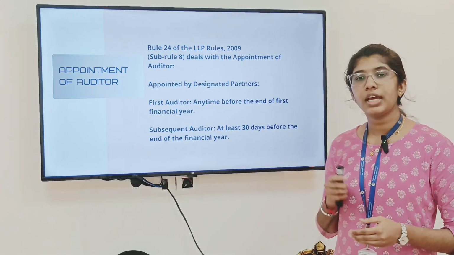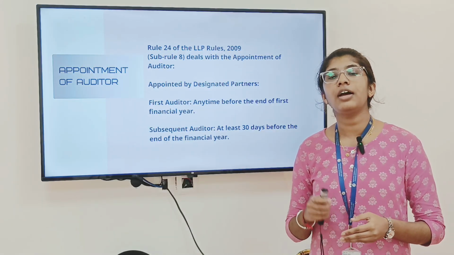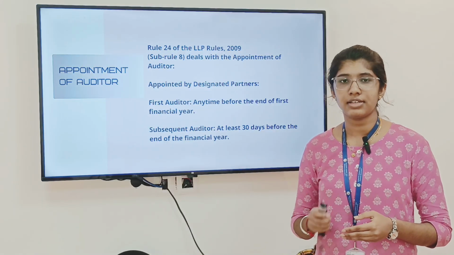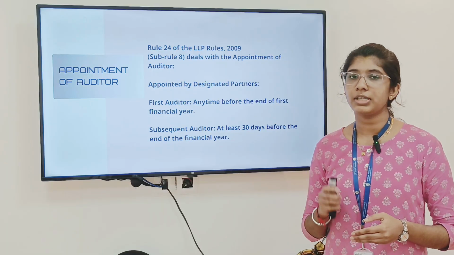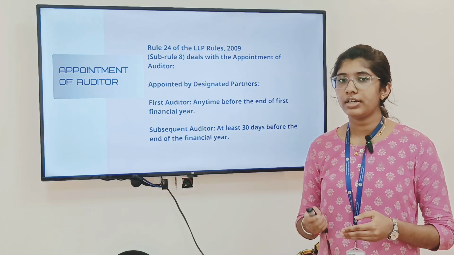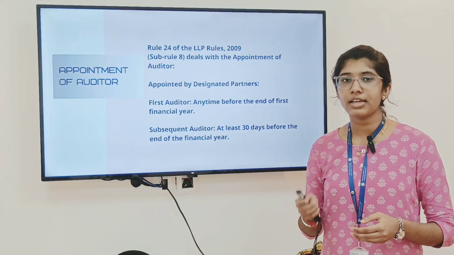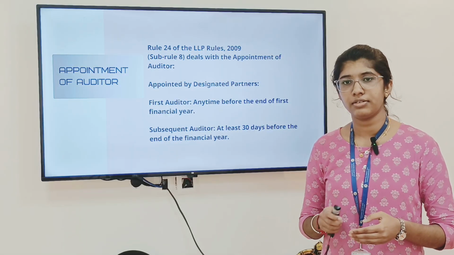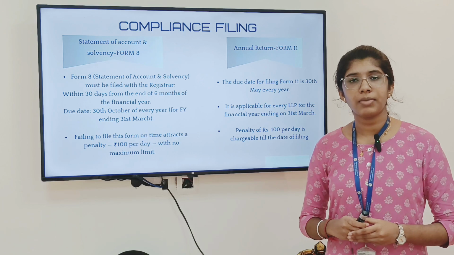Next, appointment of an auditor. Rule 24 of the LLP Rules 2009 says that the auditor must be appointed by the designated partners. The first auditor must be appointed any time during the first financial year, and subsequent auditors must be appointed at least 30 days before the financial year. So next we are going to the compliance filing.